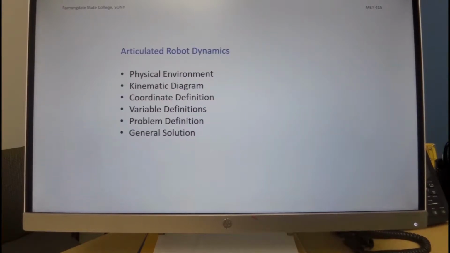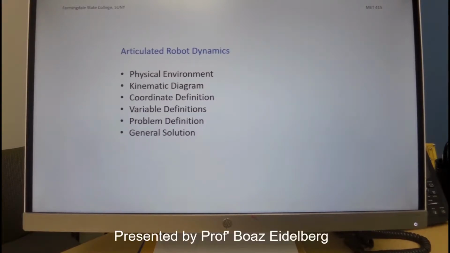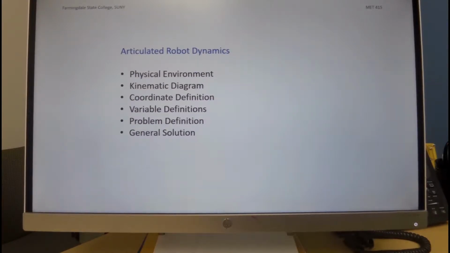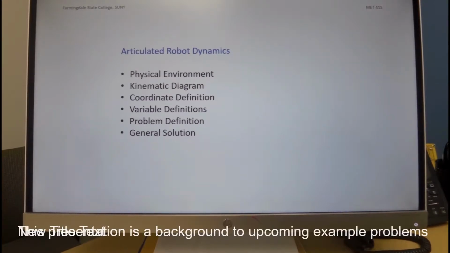We'll take a look at the physical environment of a robot. We'll look at its kinematic diagrams. We'll define its coordinate system. We'll define its variables. We'll define the problem, and we'll look at the general solution to a dynamics problem.